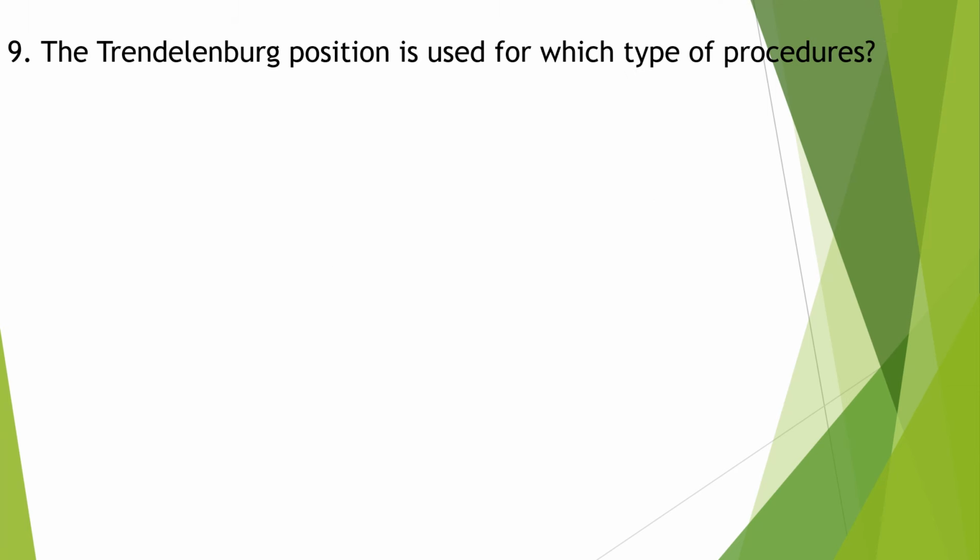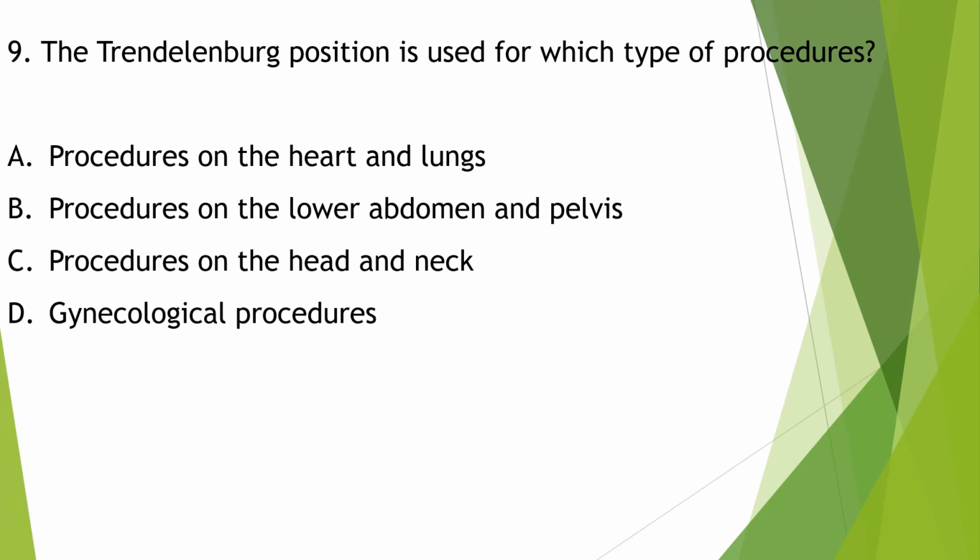The Trendelenburg position is used for which type of procedures? Procedures on the heart and lungs, procedures on the lower abdomen and pelvis, procedures on the head and neck, gynecological procedures. So here you need to know that in Trendelenburg position, the patient is supine on the table with their head declined below their feet at an angle of roughly 16 degrees, and this position is used mainly in surgeries of the lower abdomen and also when we are placing the central venous catheter.